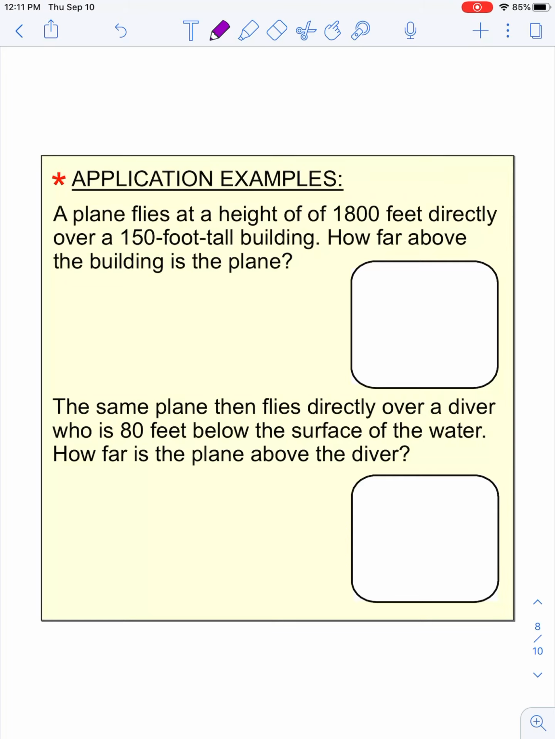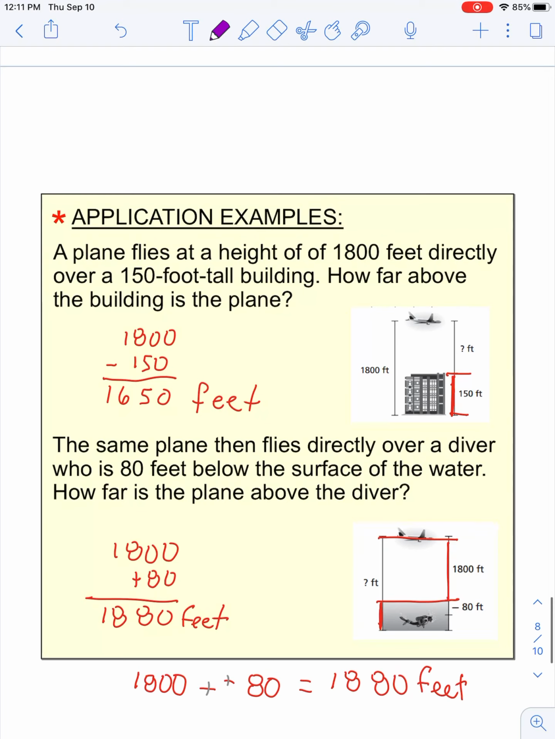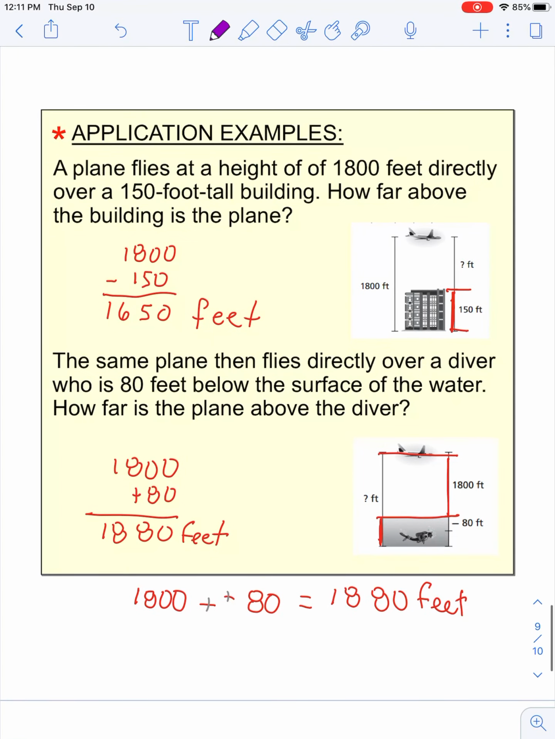Read the 2 problems. Try to solve them. I would encourage you to draw a picture. This makes you think a little bit harder. And then turn the video back on and see if you got it correct. So here are the answers.